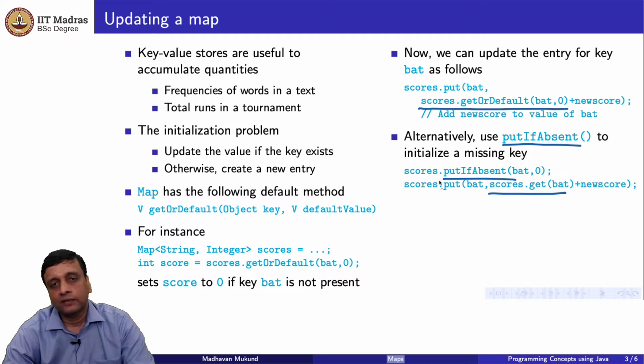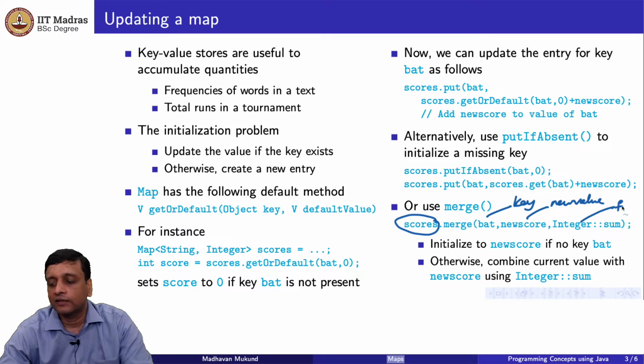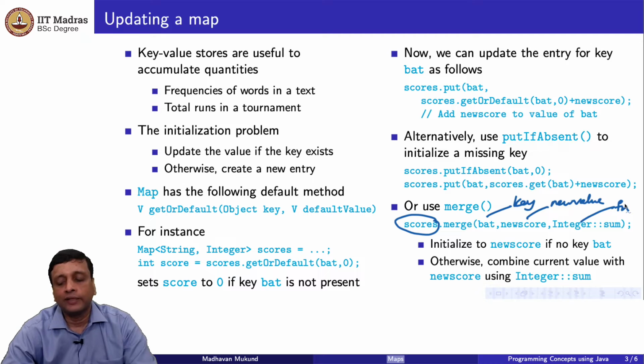And Java actually provides a third flexible way to do this, something called merge. What merge does is it takes the name of the map, right, and applies a merge to it. So you provide a key, you provide a new value, and you provide a merge function: how to combine the new value with the existing thing. So merge builds in this kind of initialization. If there is no existing key, then it works like this put if absent kind of thing. It creates a key for bat and inserts new score into it.